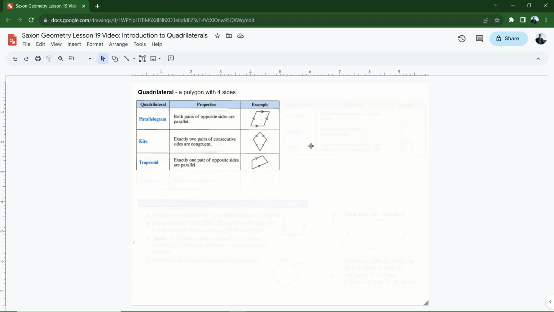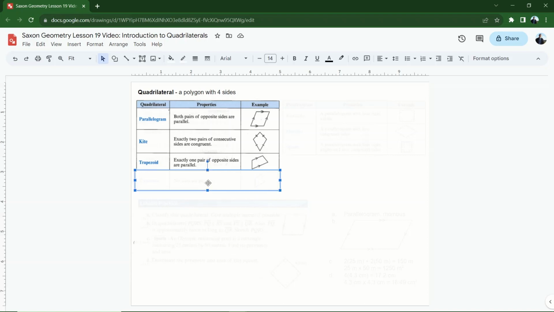If the definition was just one pair instead of exactly one pair of opposite sides that are parallel, then a parallelogram would be a type of trapezoid, but that's not what it says. It says we have exactly one pair of opposite parallel sides. That makes this a trapezoid. Now, it doesn't matter if these angles on the bottom are congruent or not. This would be a trapezoid simply as long as it has exactly one pair of parallel opposite sides.